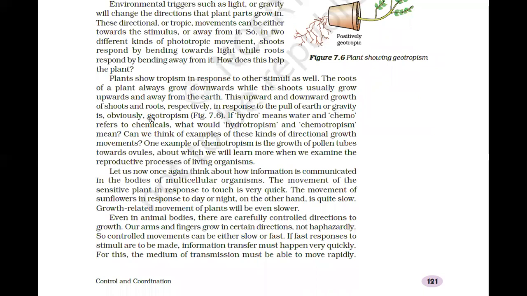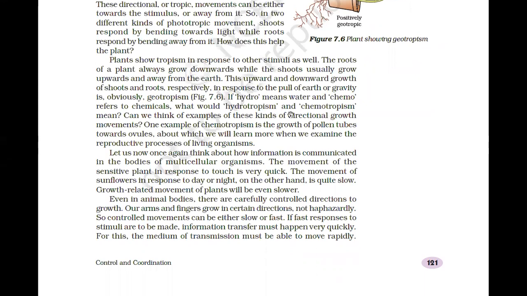This upward and downward growth of shoots and roots respectively in response to the pull of earth or gravity is obviously geotropism. If hydro means water and chemo refers to chemicals, what would hydrotropism and chemotropism mean? Can we think of examples of these kinds of directional growth movements? One example of chemotropism is the growth of pollen tubes towards ovules, about which we will learn more when we examine the reproductive processes of living organisms. Let us now once again think about how information is communicated in the bodies of multicellular organisms.